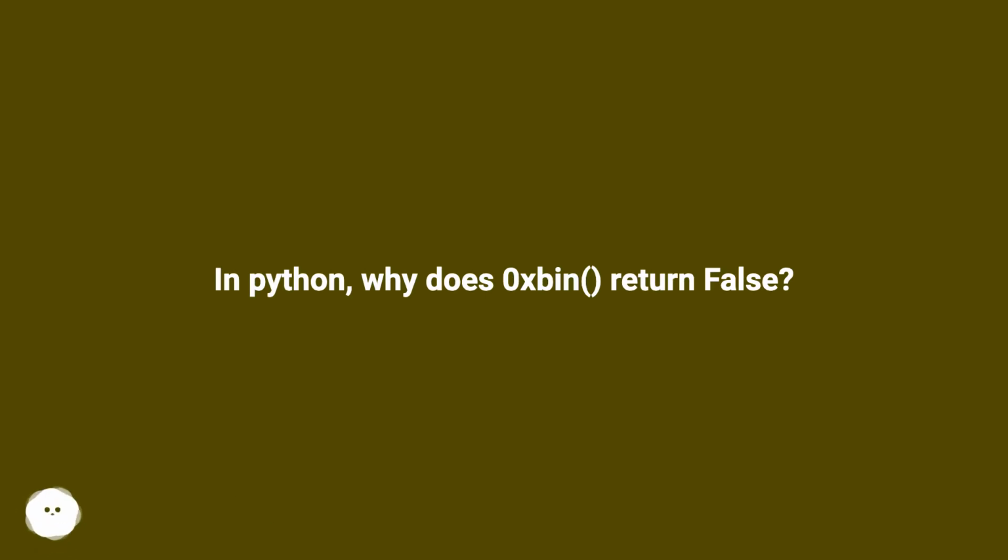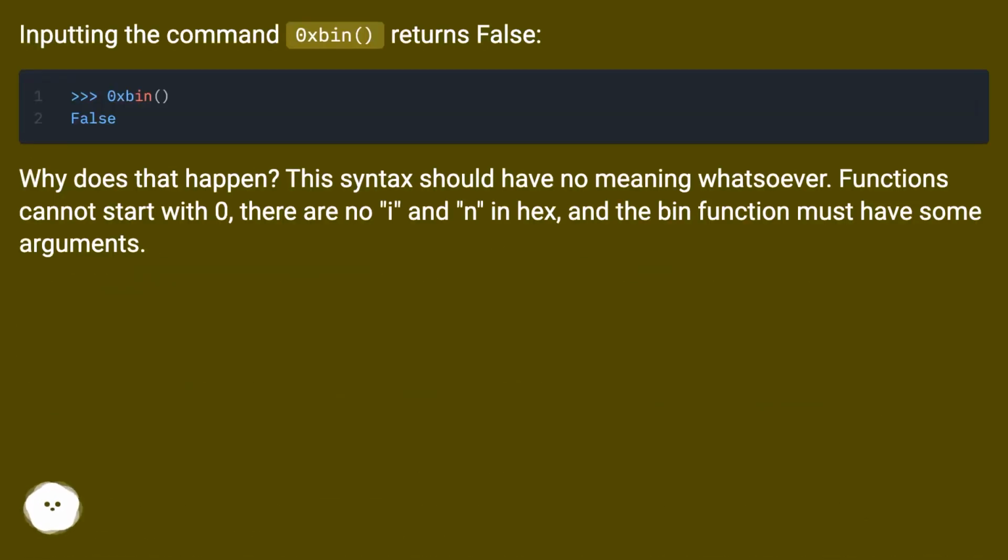In Python, why does 0 spin return false? Inputting the command 0 spin returns false. Why does that happen? This syntax should have no meaning whatsoever.